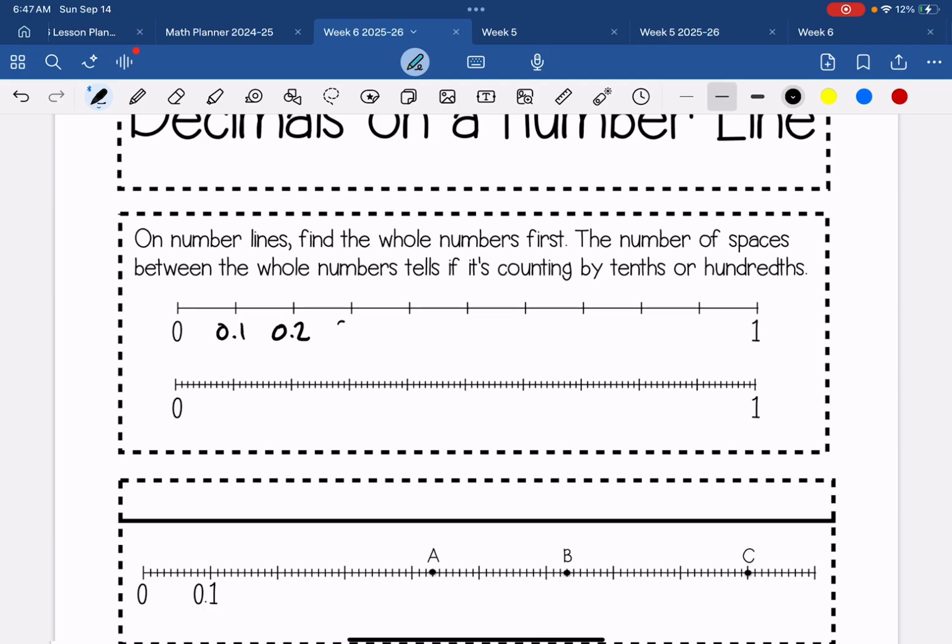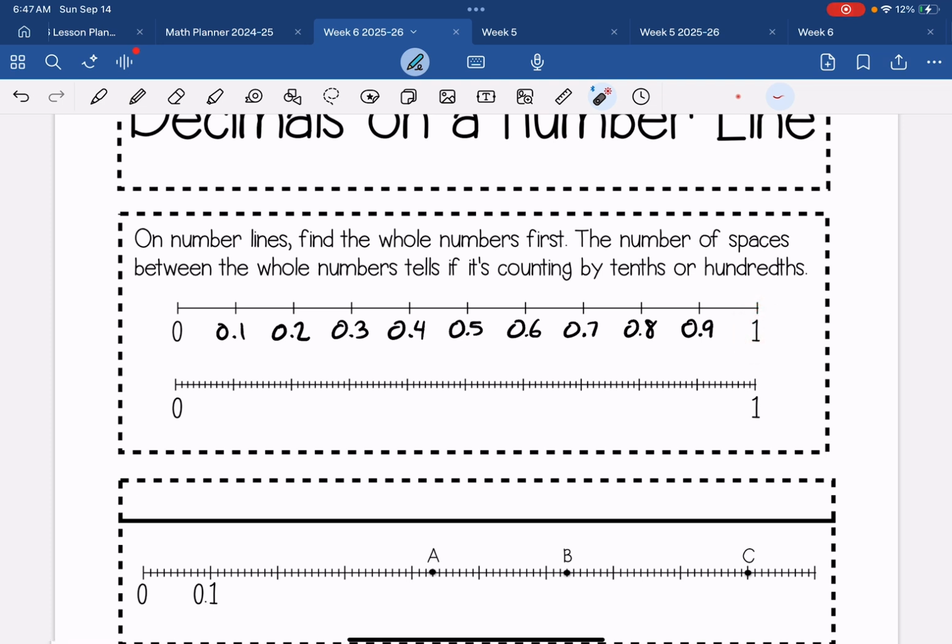2/10. Then you have 3/10. 4/10. 5/10. 6/10. 7/10. 8/10. 9/10. And then you have one whole.